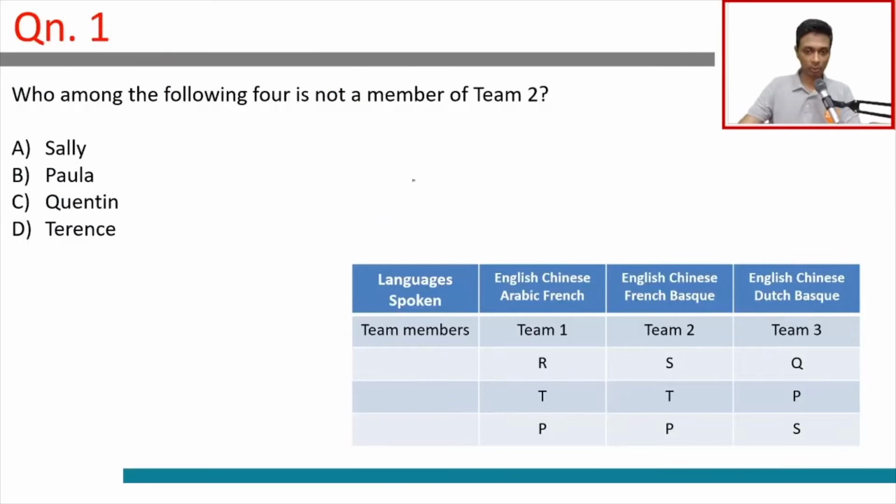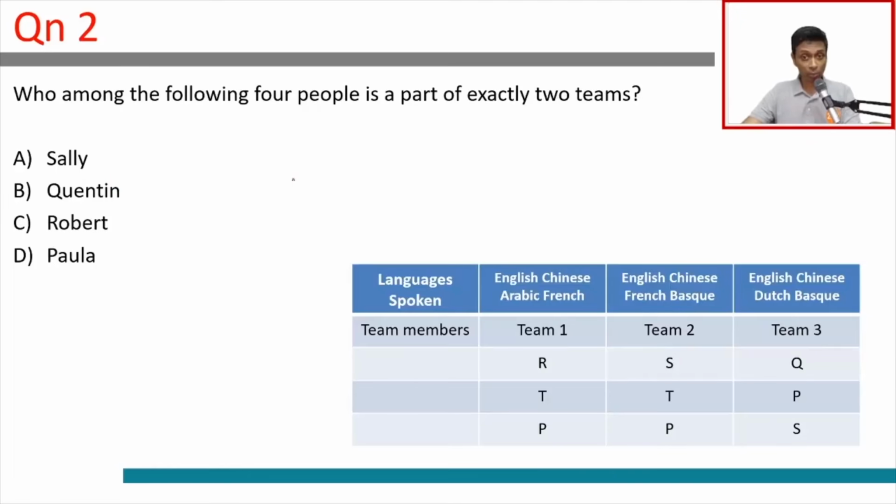Brilliant. Now let's go to the questions. Who among the following 4 is not a member of team 2? Team 2, Sally is in, Paula is in, Terence is in. Quentin is not a part of team 2. Quentin can only be in one team, that is team 3.